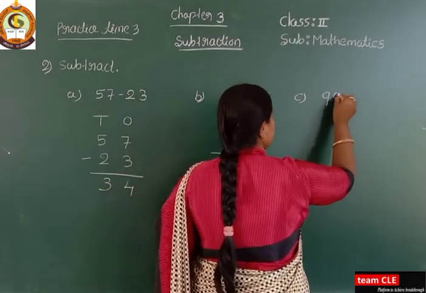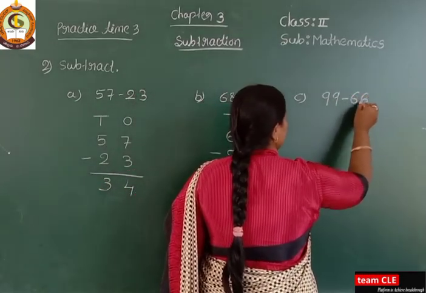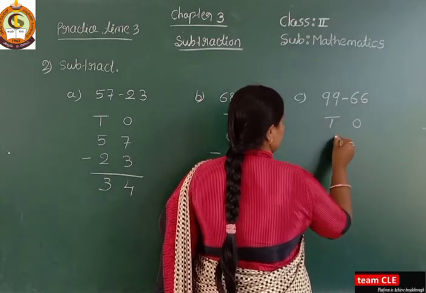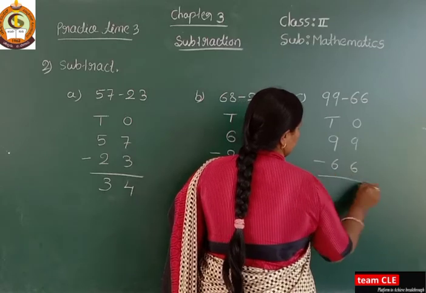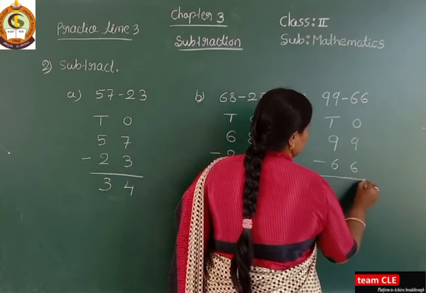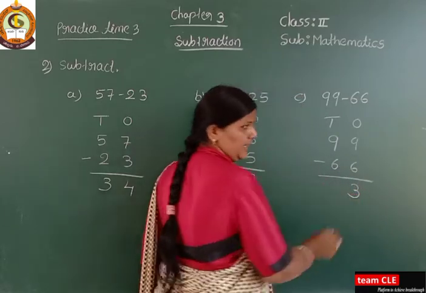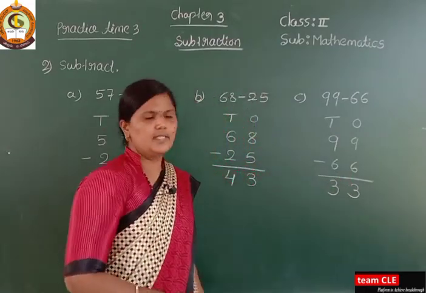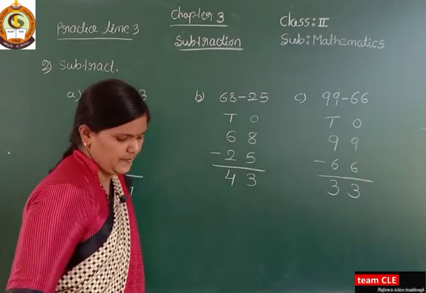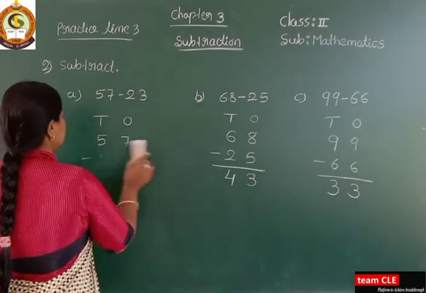Next, C1, 99 minus 66. 9 minus 6 is how much? 9 minus 6 is 3 and 9 minus 6 is 3. So the answer is 33.